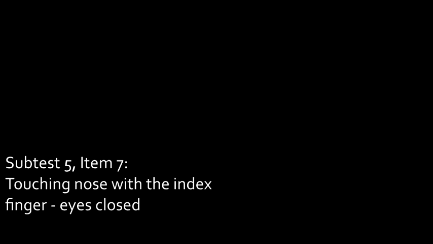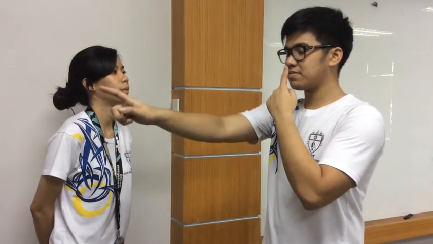Subtest 5 Item 7 Touching nose with the index finger, eyes closed. Allow no more than 90 seconds, including time needed for additional instructions for the subject to touch nose correctly for 4 consecutive times, twice with each finger.